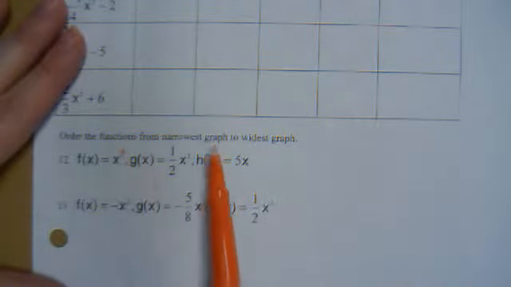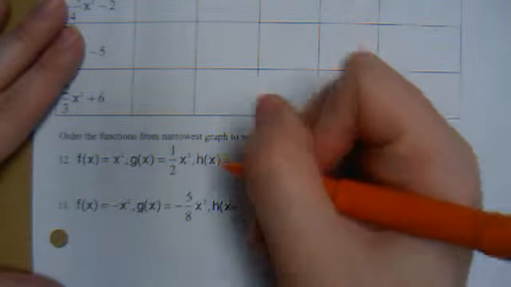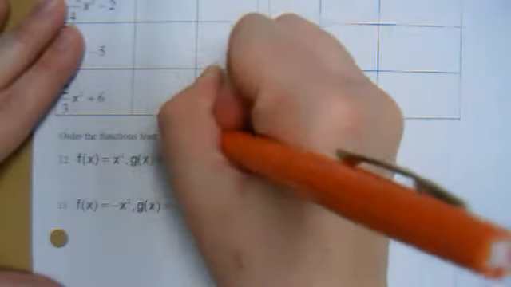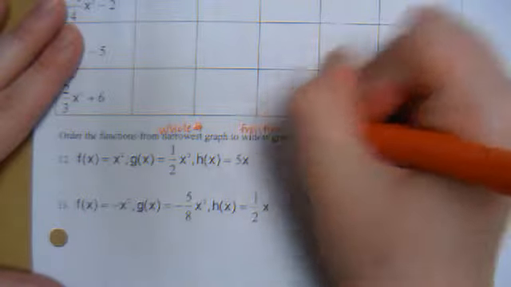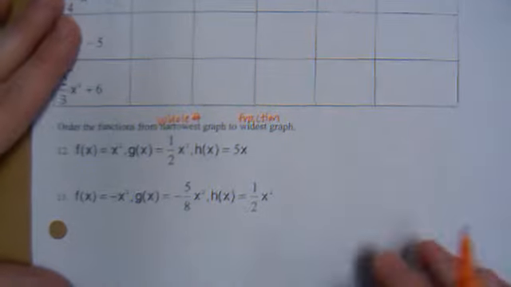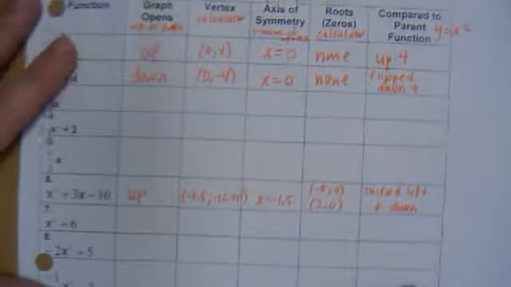Using your calculator. On the bottom part, you're ordering from narrowest to widest. So if we remember from our notes yesterday, narrow means whole number. Okay, wide is a fraction. Alright, so remember those rules and get to work. Please let me know if you have any questions.